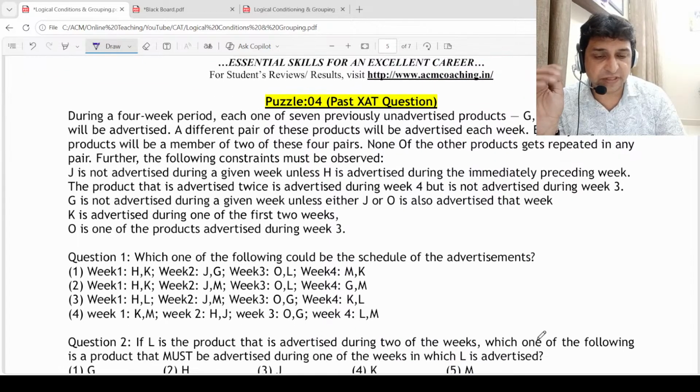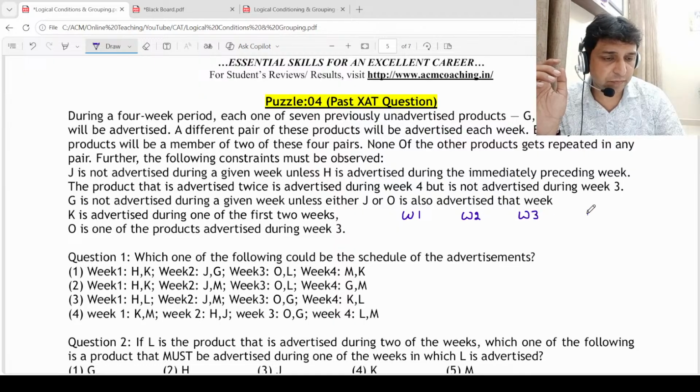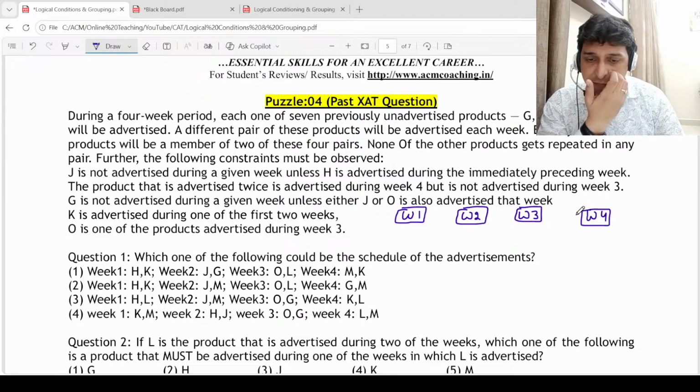Okay, so that means there are 4 weeks we're going to have. Let's write week 1, week 2, week 3, and week 4. So these are the 4 weeks, and we're going to advertise 2 products every week. One of them will be repeated once.